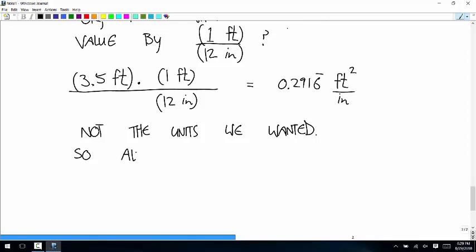So what you want to do is always multiply by the ratio that cancels out the unwanted units.